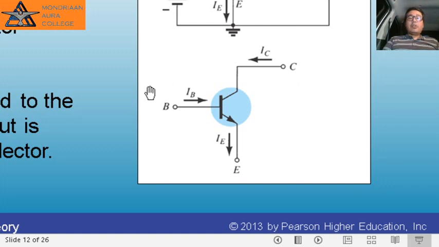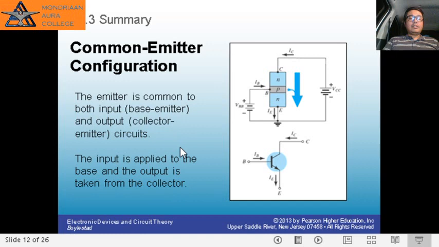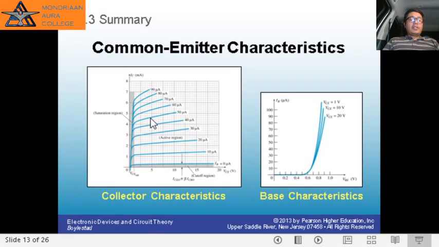And then, opposite lang yung direction ng dalawa. Kung palabas ang I sub E, papasok ang I sub B at ang I sub C natin. Alright? So, that is how we properly bias the common emitter configuration. Alright, so this is the characteristic curve of our common emitter configuration. We have the collector characteristics which represent our output, and we have the base characteristics which represent our input.